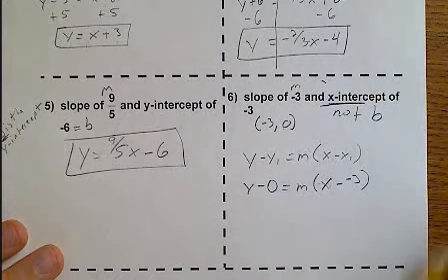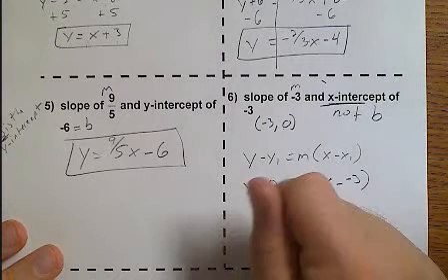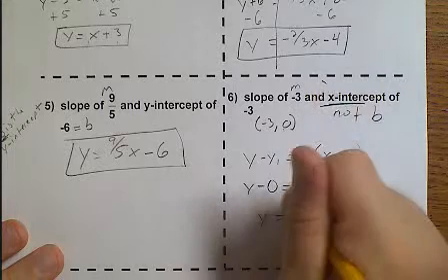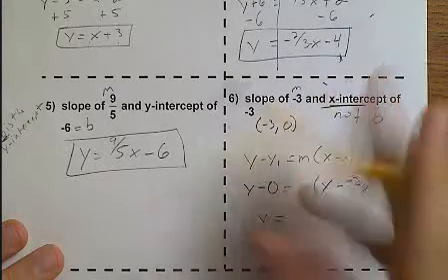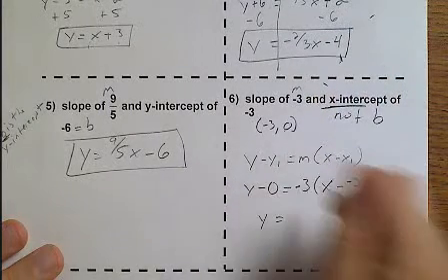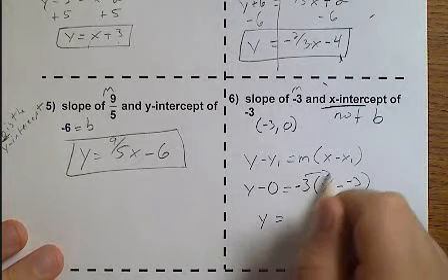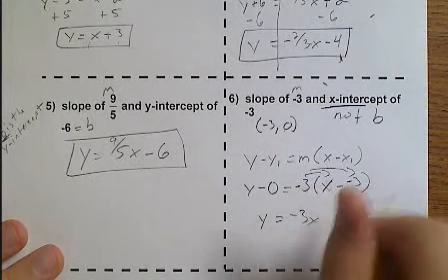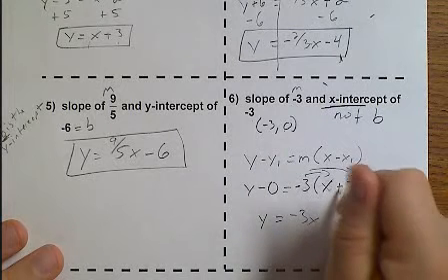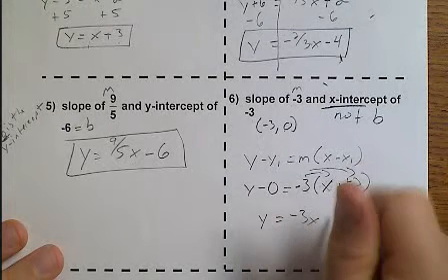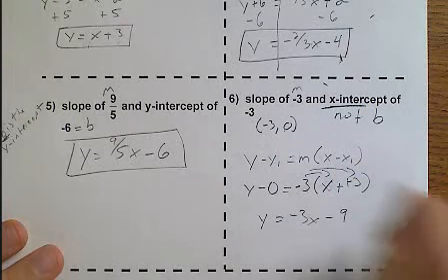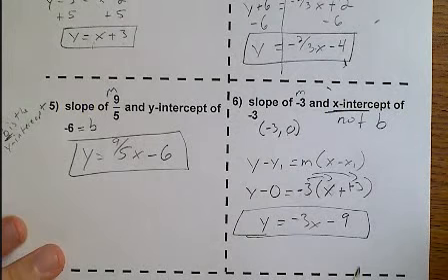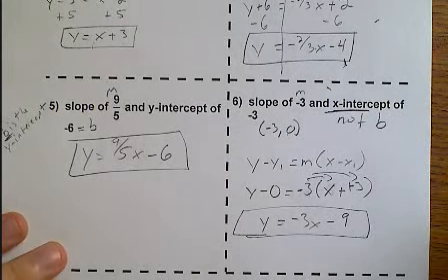Let's go ahead and solve. Well, y minus 0 is just y. Our m we know is negative 3. So I need to go ahead and change this to be a negative 3. Distribute negative 3x minus a negative is really plus a positive. Negative 3 times positive 3 is a negative 9. So y equals negative 3x minus 9.